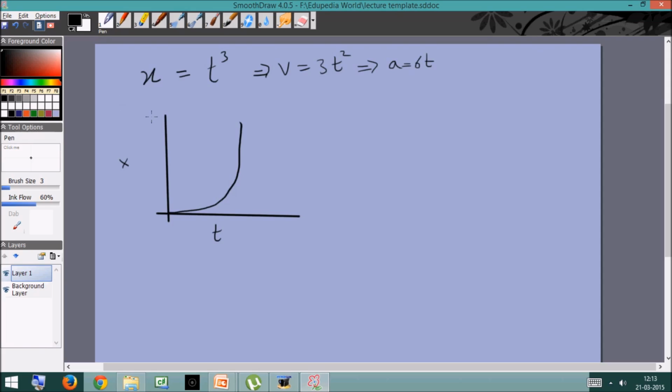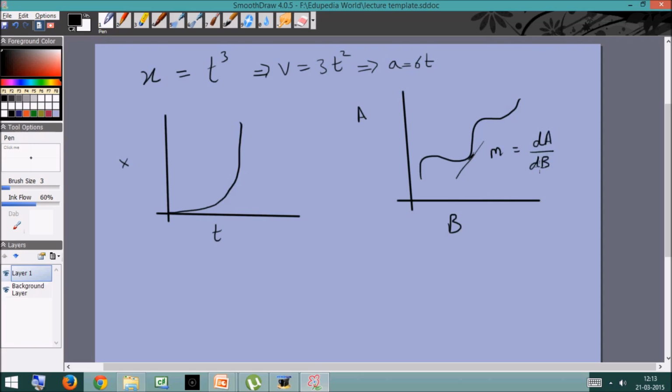And we know that, let's generalize it first. If we have a graph of a versus b, then the slope at any point, the symbol for the slope is m, is given as dA by dB. That is the derivative of a with respect to b.